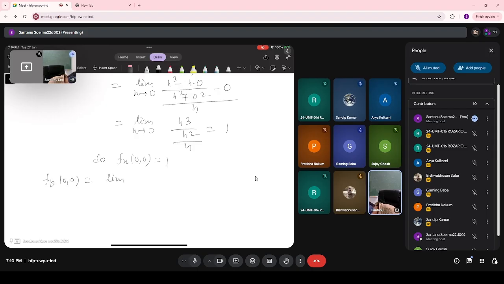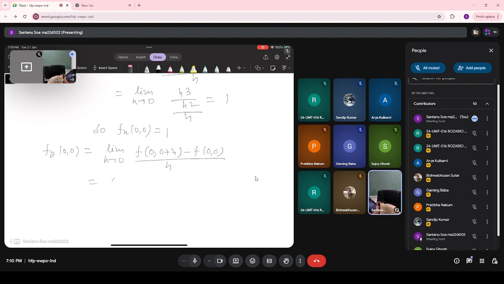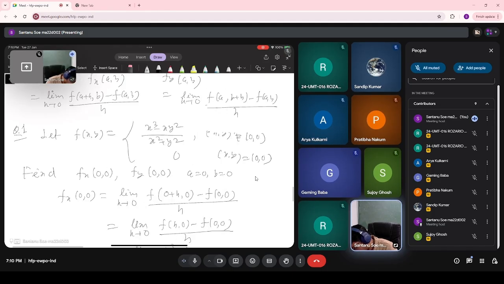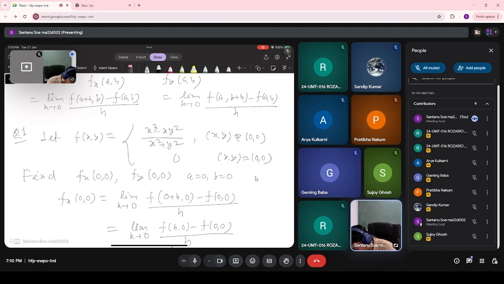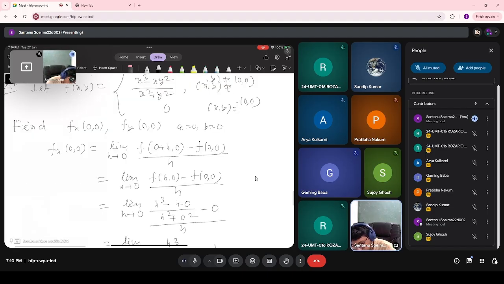Okay, so next is fy of 0 comma 0. This is limit h tends to 0 of f of 0 comma 0 plus h minus f of 0 comma 0, divided by h. Now what is f of 0 comma h? Here also we can see that when x and y are non-zero, f of x comma y is x cube minus xy square divided by x square plus y square. Correct?